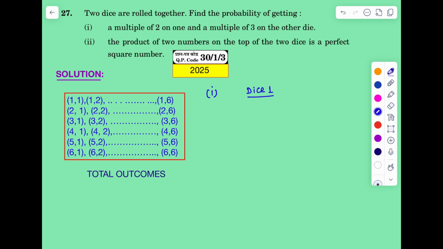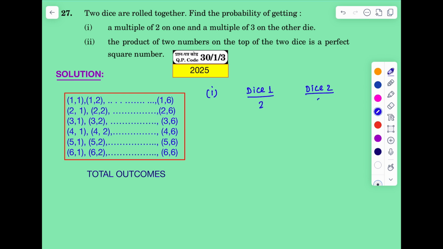Suppose this is dice 1 and this is dice 2. Suppose on dice 1 a multiple of 2 is coming, that means it may be 2, 4 or 6. Similarly, simultaneously a multiple of 3 will be on the other die, that means for 2 it will be 3, or for 2 it will become 6.